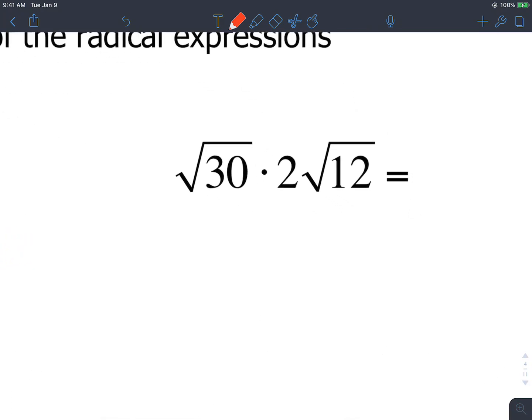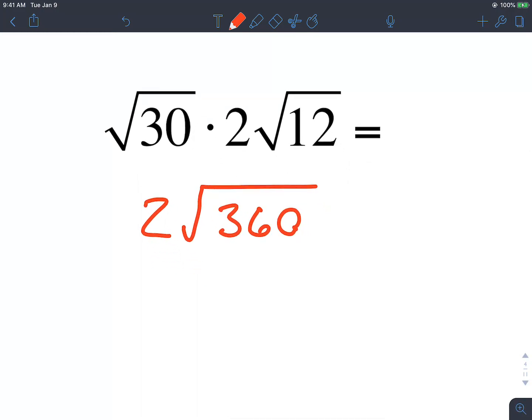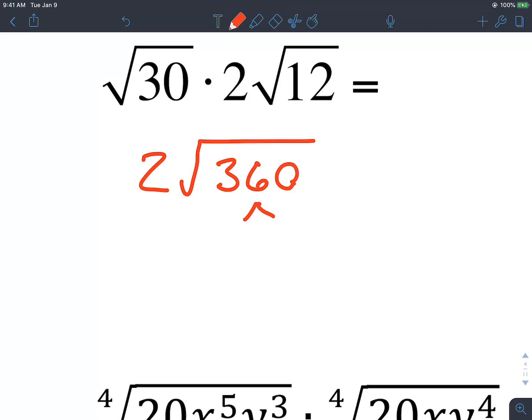Okay, now sometimes you'll have examples where you don't have a number out in front, so I guess you could say that the implied number is 1 out in front. 2 times 1 will be 2. And then you have 30 times 12 right there, which is going to be 360, kind of like 3 times 12 right there. And then 360, we can actually break that down. If you're not sure what multiplies to 360, you could go with 30 and 12, actually.